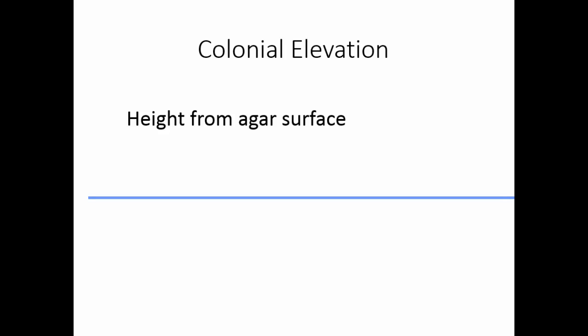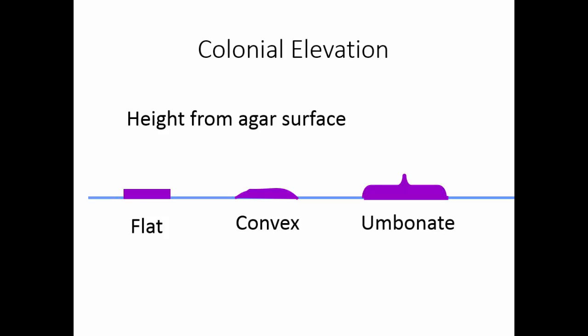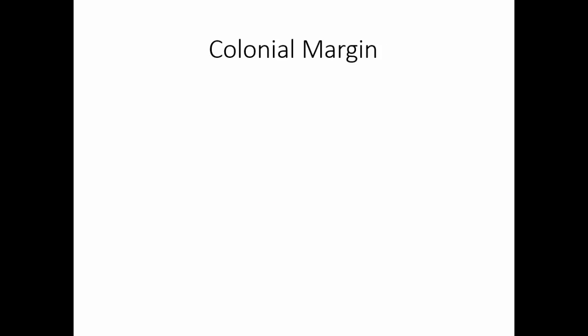Colonial elevation is the height the colony grows from the surface of the agar. Some colonies will appear to almost be part of the agar. They'll be so flat, we'll call them flat colonies. Most colonies round up a little bit. They are said to be convex. And sometimes you may see a colony that appears to have a point in the middle. That will be umbonate.